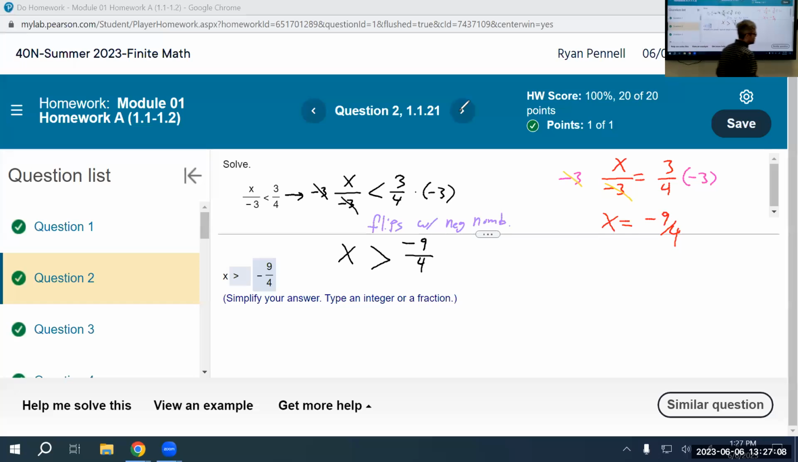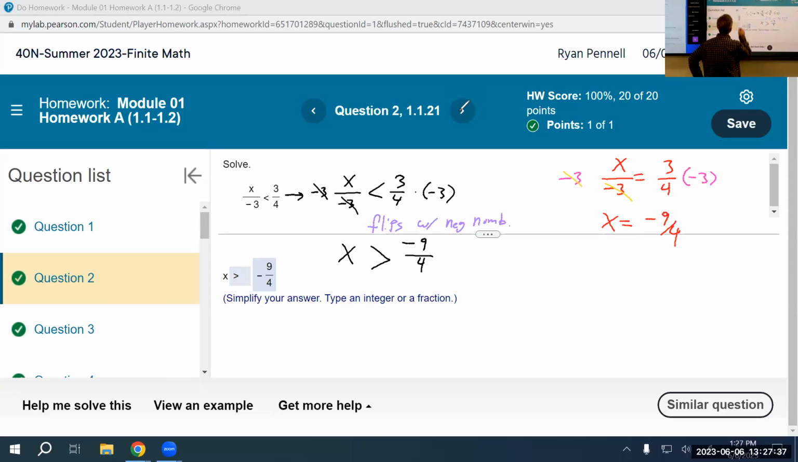That's kind of strange. If you're coming from another high school or something, they might teach that a little differently, but that's how I would do it. So that's the idea. This was a multiple choice, so I picked greater than, and then negative 9/4, I entered it. That's the idea.